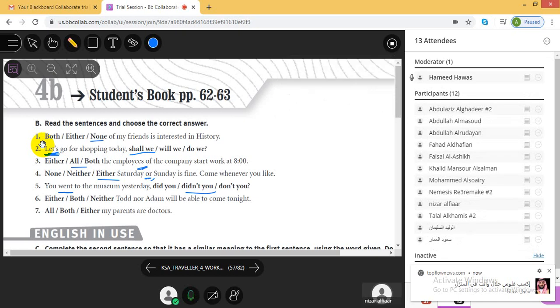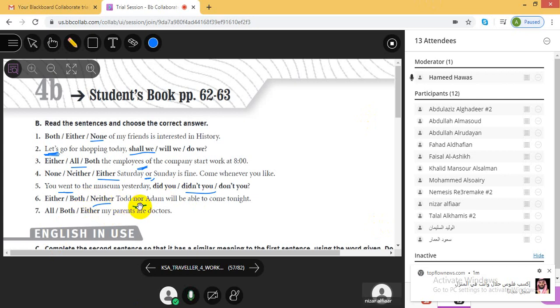Either, both, neither: Todd nor Adam. I have nor here. What do I use with nor? Neither. Thank you for participating, Abdulaziz Al-Ghudayr. Because I have nor here, I will use neither. Neither Todd nor Adam will be able to come tonight. Does it mean they will come or they won't? For sure, they won't come tonight. So I use neither to give a negative meaning.